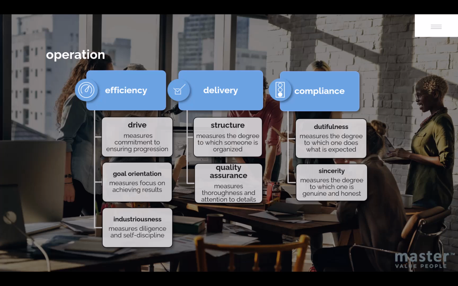The last dimension is called compliance and is measured by dutifulness and sincerity. These aspects are a bit more nuanced. Dutifulness measures the degree to which one does what is expected, making it relatively straightforward. This trait is generally important across all roles, as there are few, if any, positions where passive behavior, scoring 1, 2, 3, is beneficial. However, there are roles where a medium score may still be acceptable.